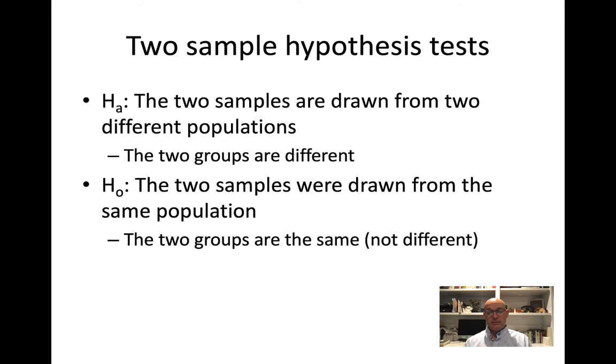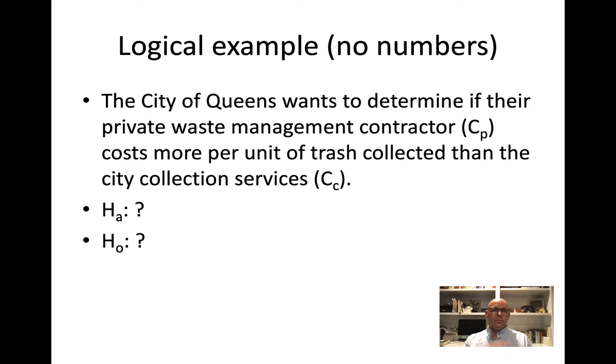In other words, there's some population out there. We just happen to grab two samples. How likely is it that they're the same? Let's do a non-numerical, logical example. I'll walk you through how this happens.